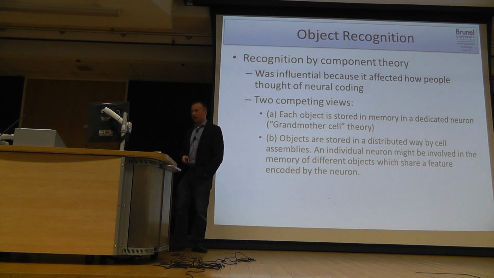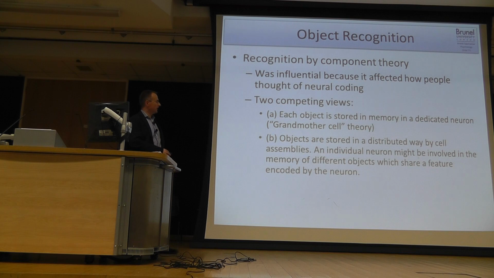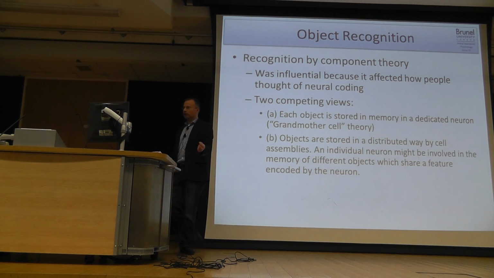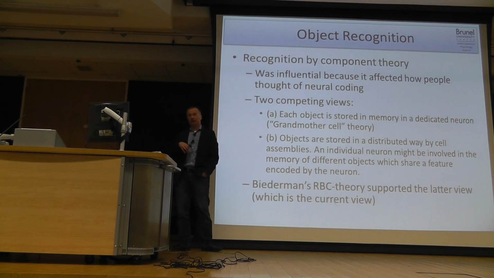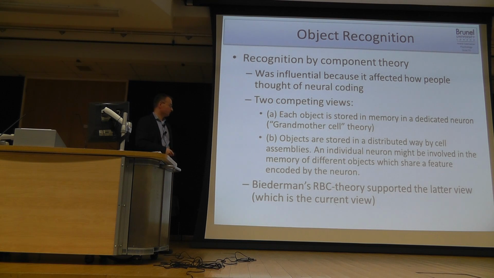The alternative view is that objects are stored in a distributed way by cell assemblies, so in a network of cells. And one individual neuron might very well be involved in the memory of different objects when these objects share something. It is a little bit like the semantic network which we discussed, that information is spread around. When we want to remember a lion, then we have a whole network of neurons active which encode hair, which encode color, and this hair neuron might be active when we remember a cat or a dog as well, or a human or something. And Biederman's theory really supported this view. So in that way it was very influential. And by the way, that's a current view of things as well.